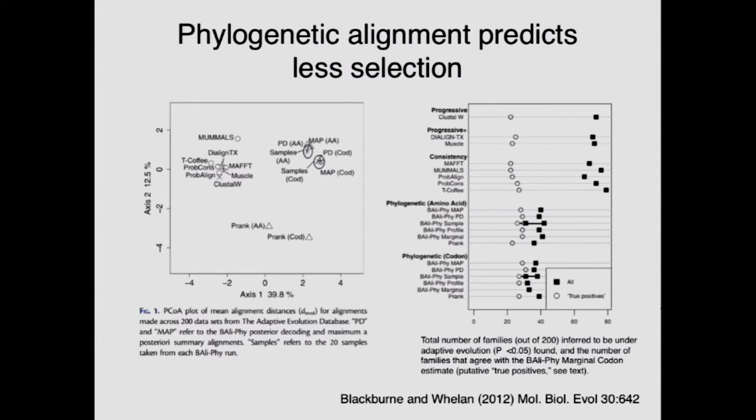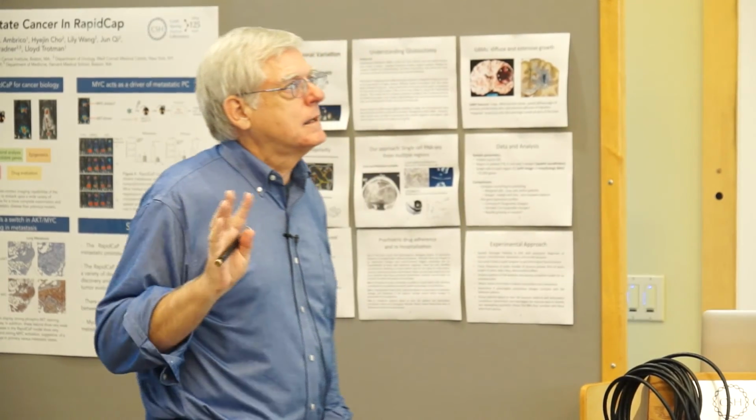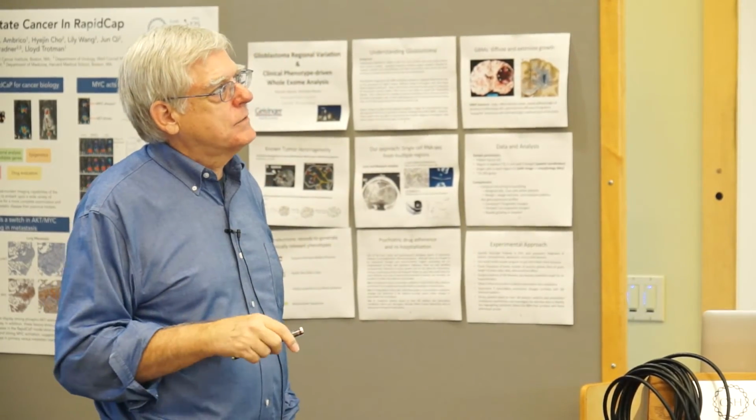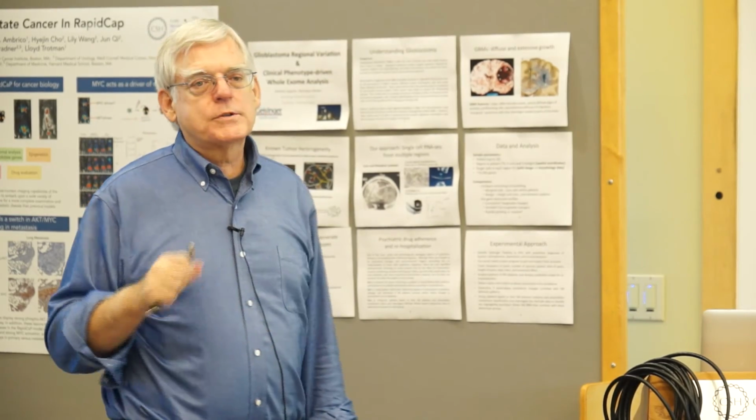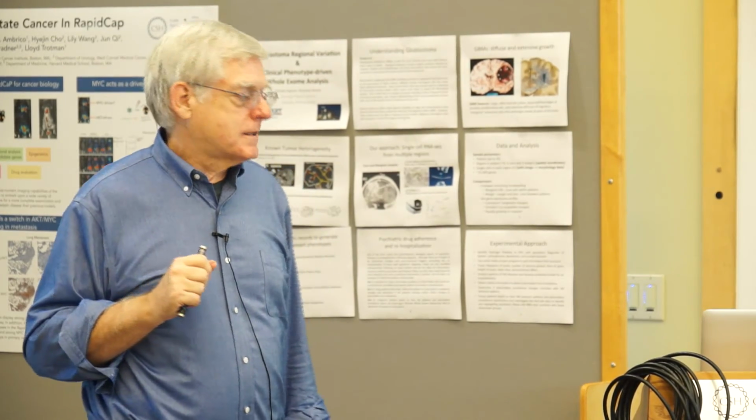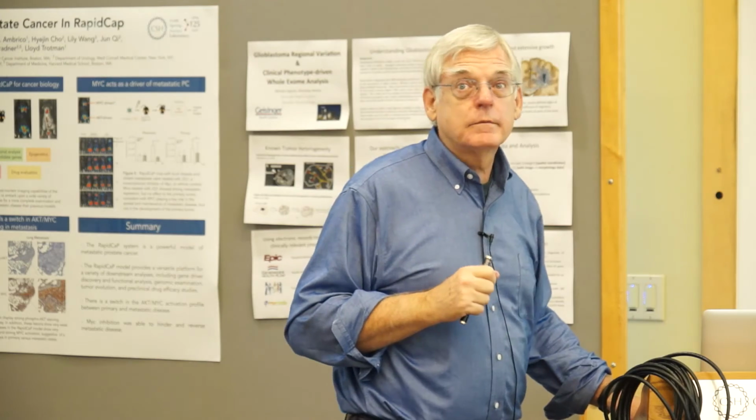But the methods that we've been using that are not phylogenetically aware tend to give much higher estimates for adaptive evolution. And the other thing I need to say is that these are the methods that are being used by Ensemble. Okay, so when Ensemble is telling you that you have all these sites that are under positive selection for change, that is almost certainly an overestimate.